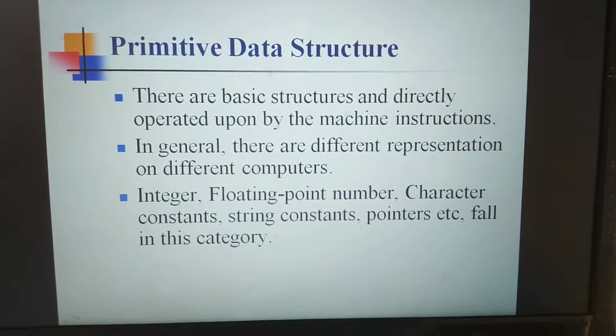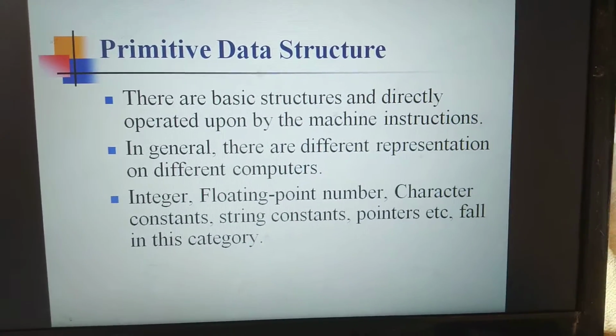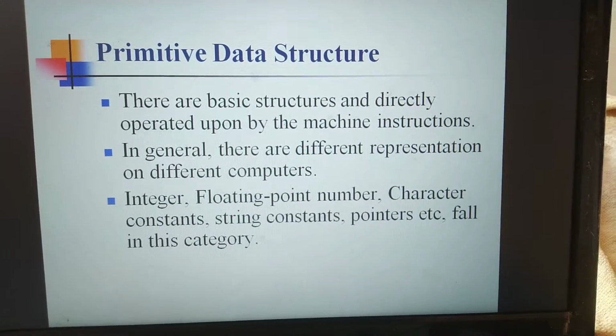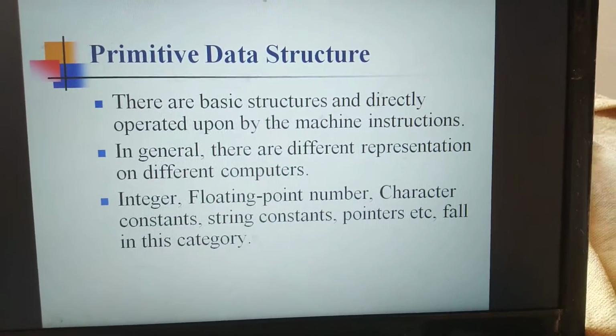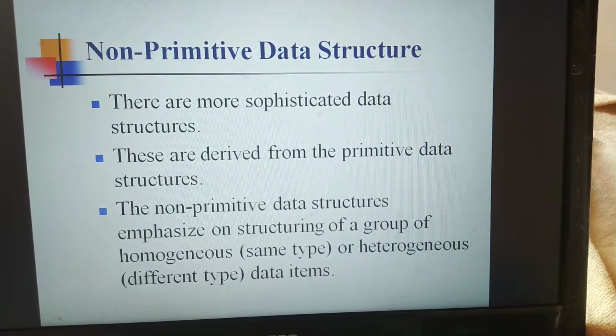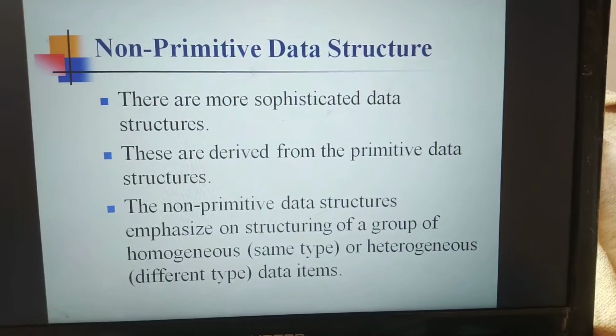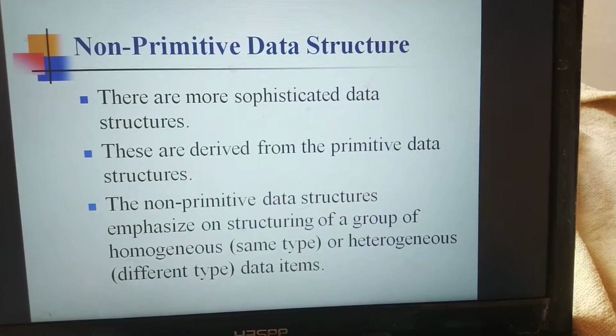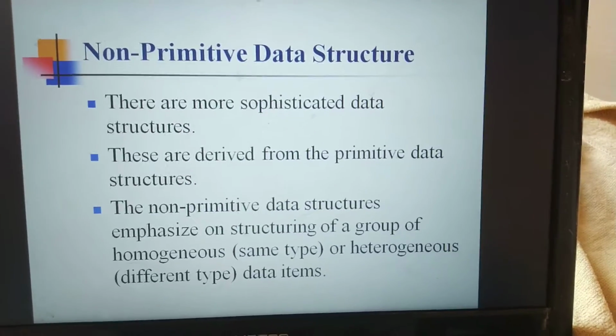These are the basic structures and are directly operated upon by the machine instructions. Hence, in general, there are different representations for different computers using the primitive type. Likewise, the non-primitive ones are the more sophisticated data structures. These are derived from the primitive data structures. For example, as we already know, graphs and trees.